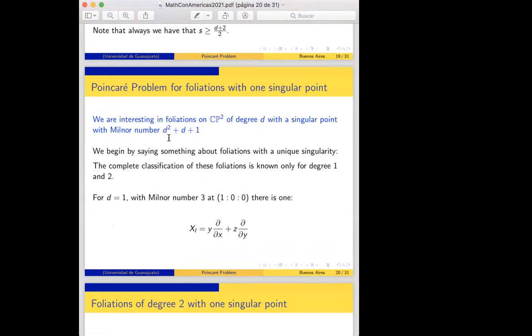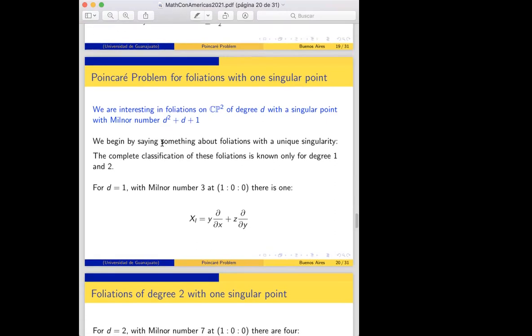Well, we are interested in this kind of foliations with one singular point. That means that we have Milnor number d squared plus d plus 1. We begin by saying something about this kind of foliations. The complete classification of these foliations is known only for degree 1 and 2, but we can construct examples. It's more or less easy to give examples in every degree.